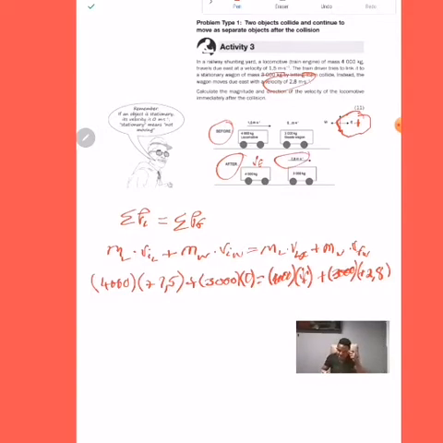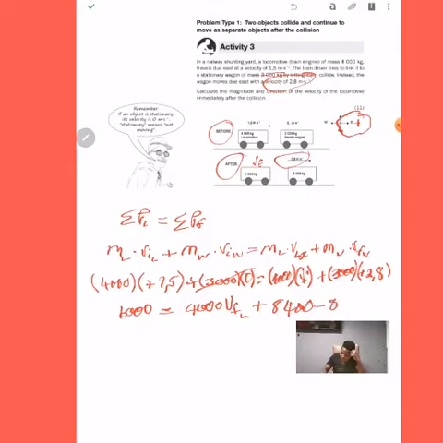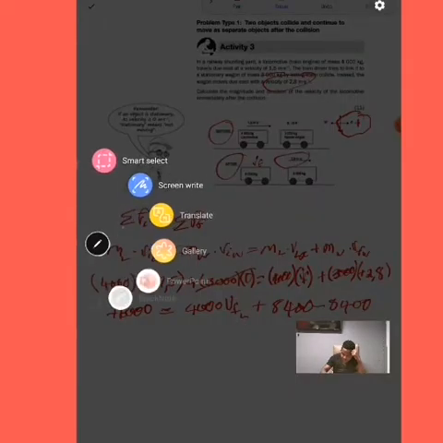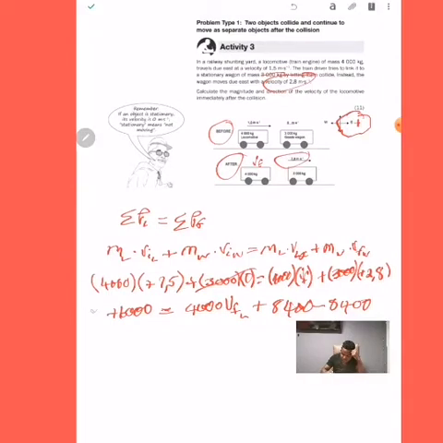So let us take out our calculators and multiply and find our final answer. We have 4000 multiplied by positive 1.5, that will be 6000, plus zero, so we will have an equal sign. This is 4000 VF for the locomotive, plus 3000 multiplied by 2.8, that will be 8400. So we will eliminate 8400 on this side and subtract 8400 from both sides.